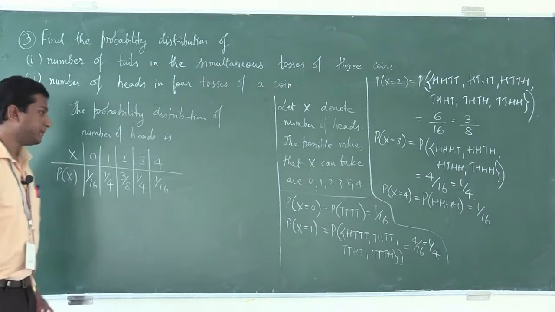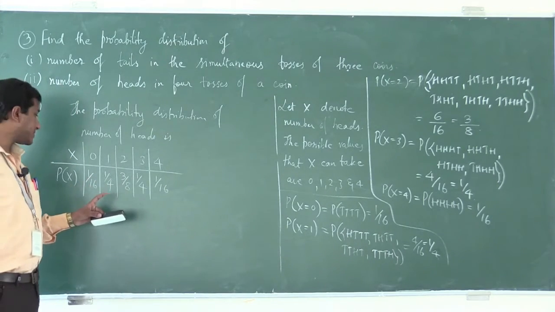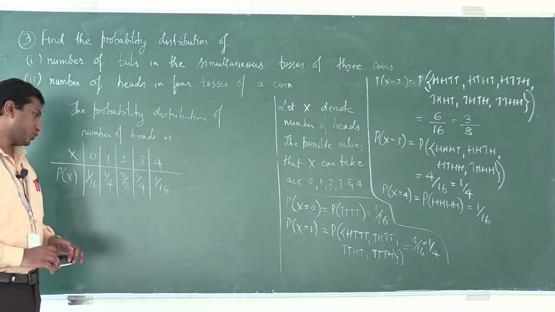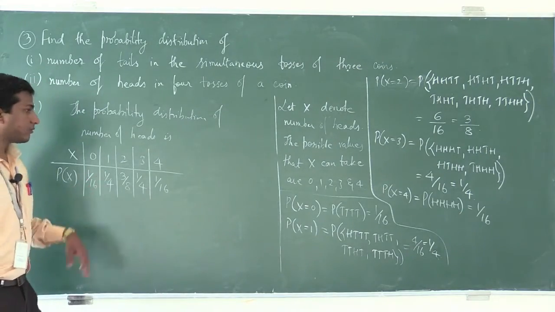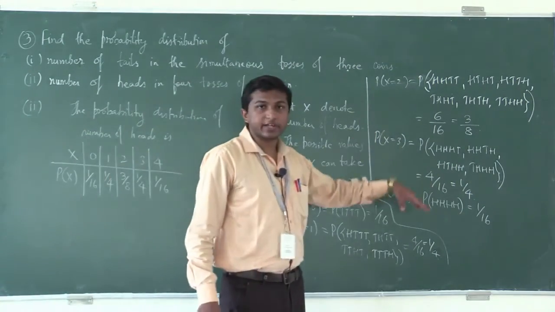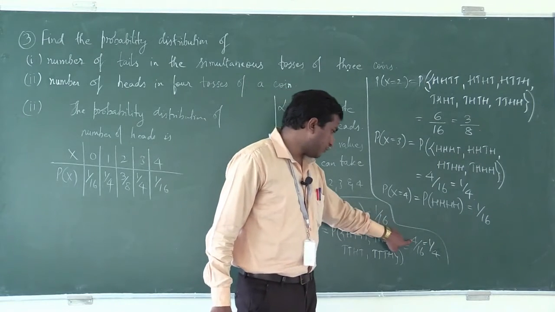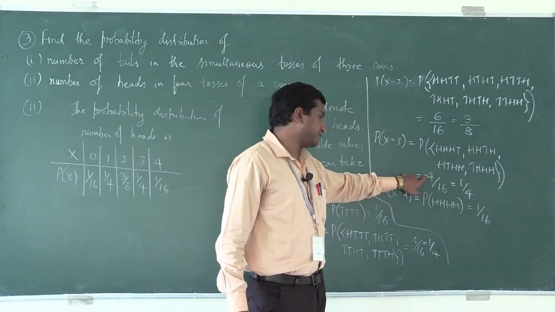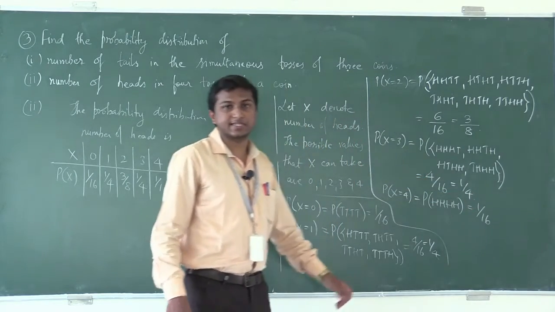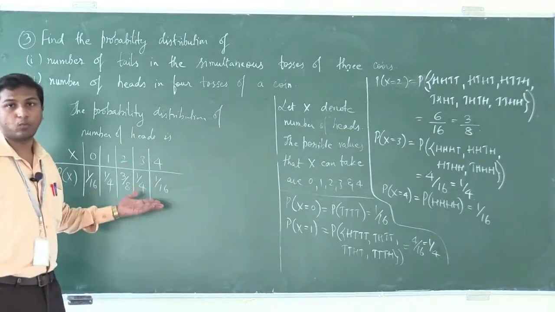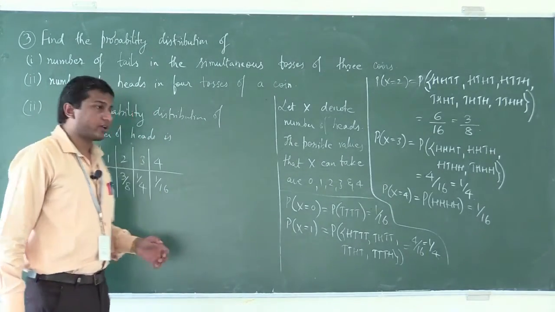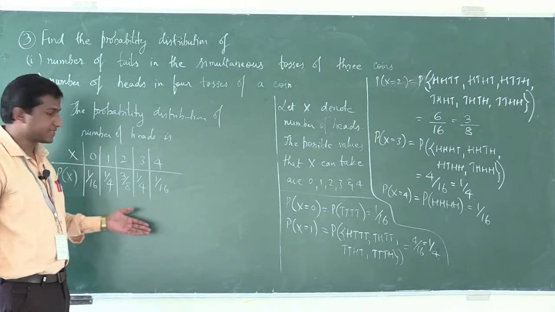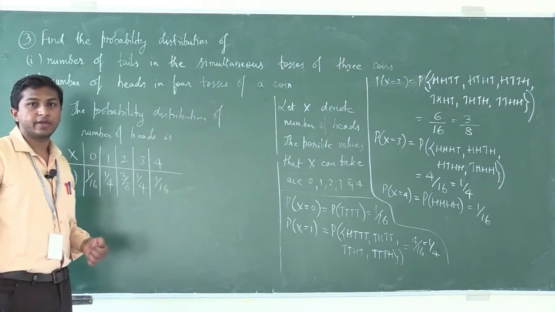We'll just verify. Look at the numbers in the second row. All numbers are numbers in between 0 and 1. So the first condition is satisfied. But when we add, we have to get a total of 1. So 1 plus 4 is 5. 5 plus 6 is 11. 11 plus 4 is 15. 15 plus 1 is 16. 16 by 16 gives us 1. So condition number 2 for a system of numbers to be a probability distribution is also satisfied. Hence, this probability distribution is correct.